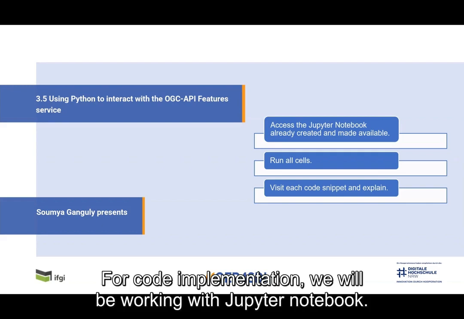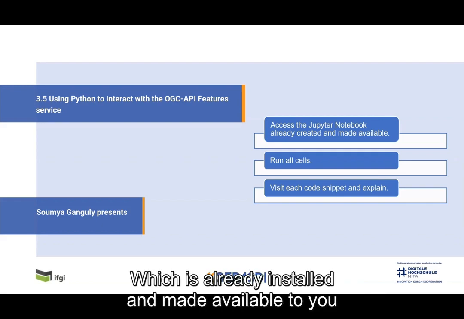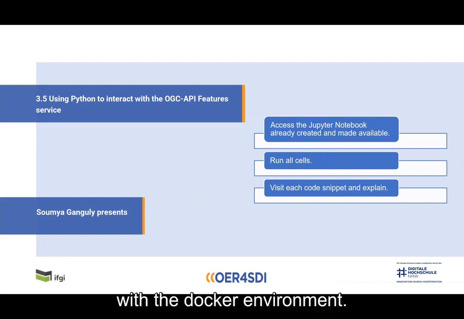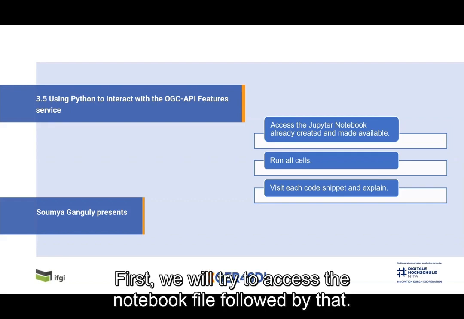Here we will try to understand how to use Python to access OGC API features and perform interactive data visualizations. For code implementation, we will be working with Jupyter Notebook IDE, which is already installed and made available to you with the Docker environment. First, we will try to access the notebook file.